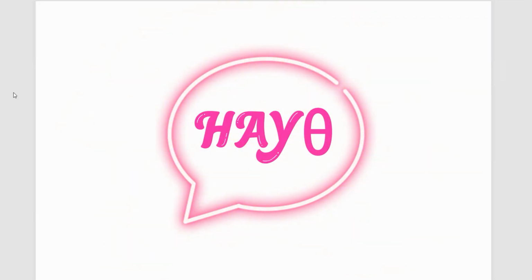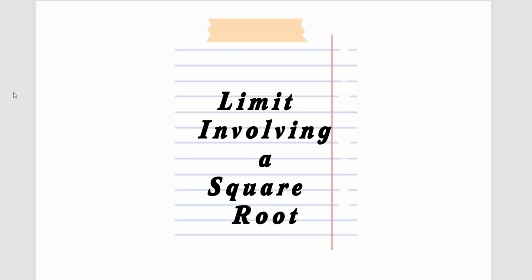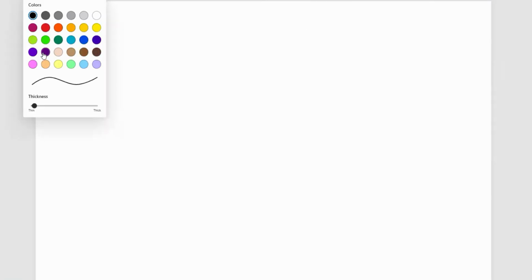Hello, all. So what are we going to be working on today? Well, today we're going to be working on finding a limit that involves a bit of algebraic manipulation involving a square root. So before we get started, I want to start us off with a little trick that we're going to use during this problem, okay?